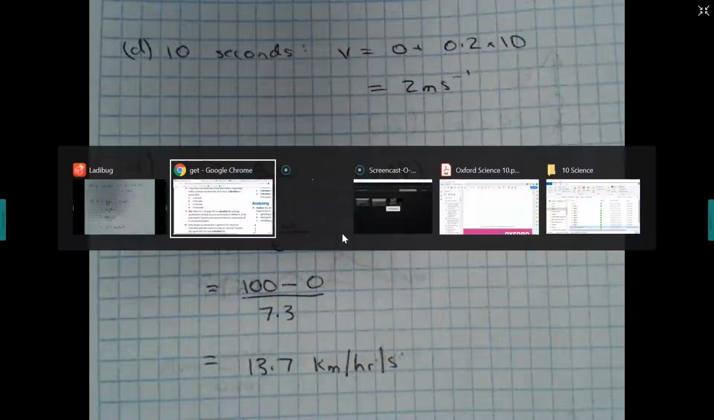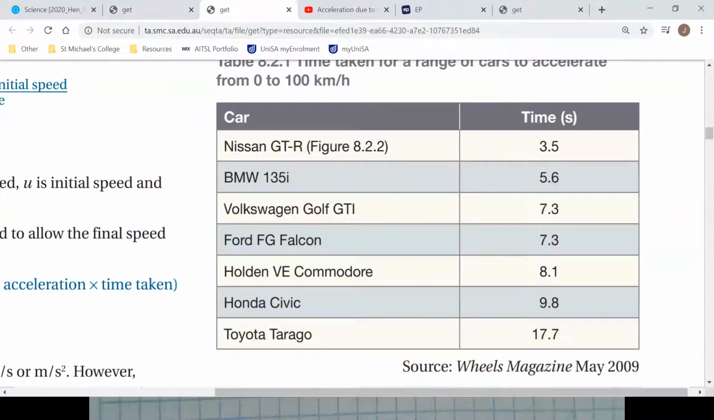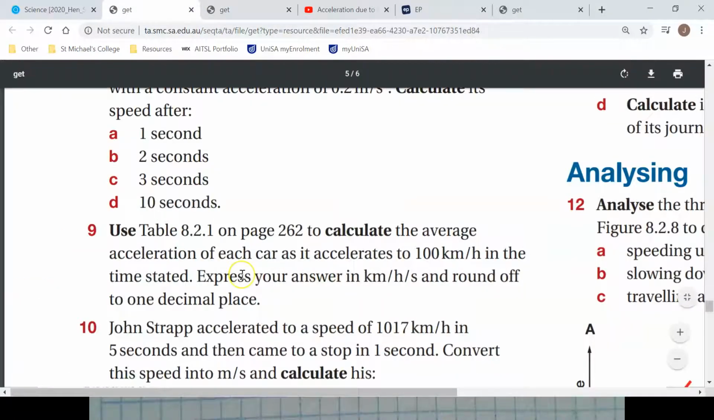Did anyone do it for the Nissan GTR? What was that for comparison? The acceleration of that one? 28.6 kilometers per hour per second. Alright, so quite a big difference.